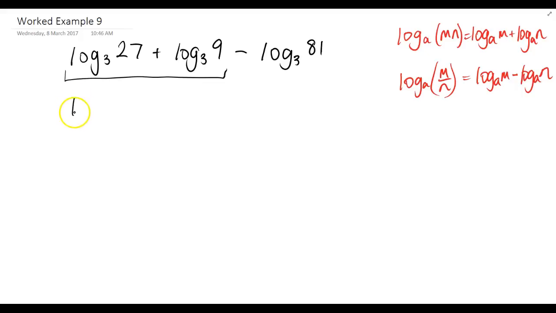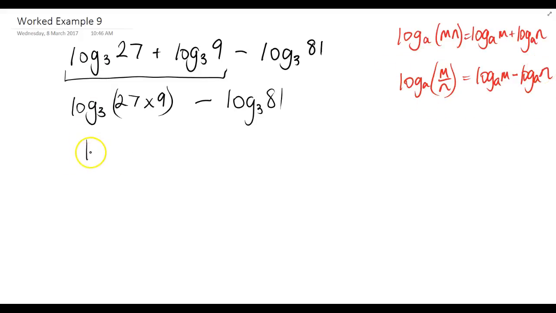So I can rewrite this as log base 3 of 27 multiplied by 9. Then I've still got this minus log base 3 of 81. Now we can see that we have a log minus another log. That is the second law that's over here on the right. So I can now rewrite this whole expression as log of base 3, 27 times 9, all divided by 81.